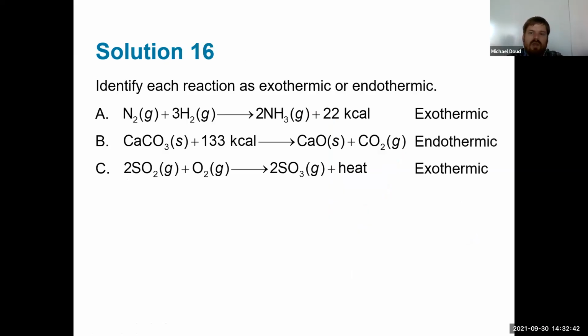Okay, we're back. For A, there's 22 kilocalories as a product. So that's an indication that we have an exothermic reaction. For B, there's 133 kilocalories as a reactant. So that's an endothermic reaction. For C, it says heat. It just says heat is released as a product. Again, as a product, heat, that means it's exothermic.